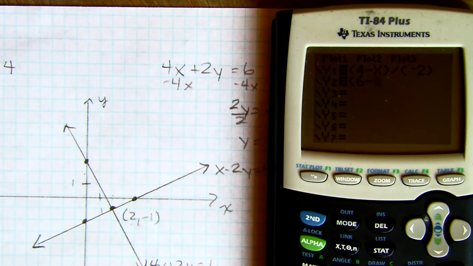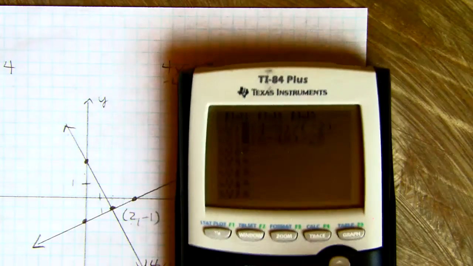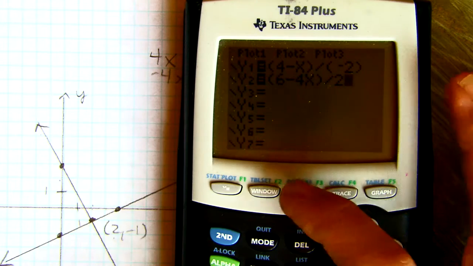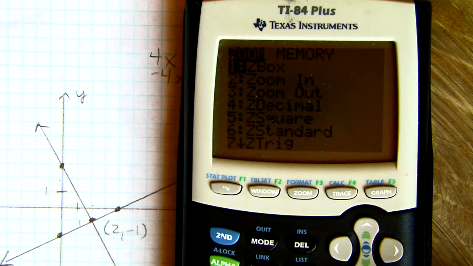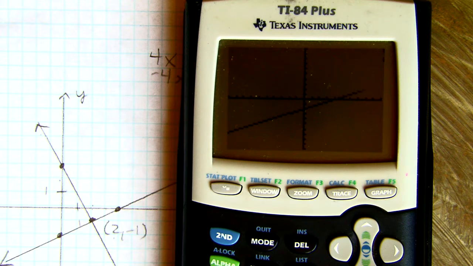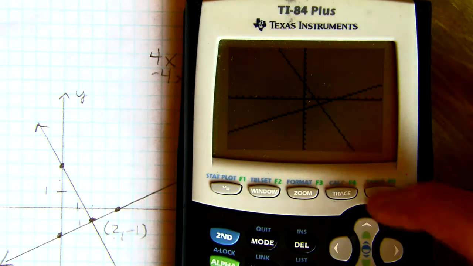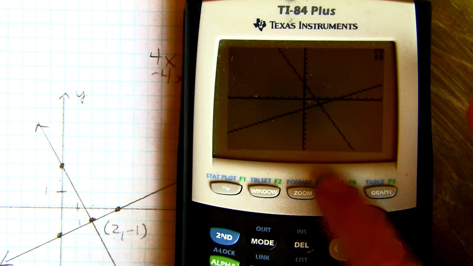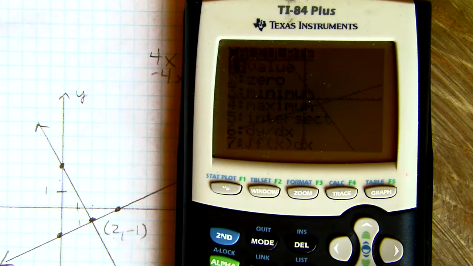The other one is 6, so I'm going to start with 6, and I would have to subtract 4x, and then divide by positive 2. I usually like to zoom 6. A lot of the stuff we're working with, you can usually see in a standard window, so zoom 6 just gives us negative 10 to positive 10 on both axes. If I want to know where this intersection is, I want to use the calc function above trace. So I hit second calc, and notice number 5 is intersect. You can cursor down to it or just press 5.